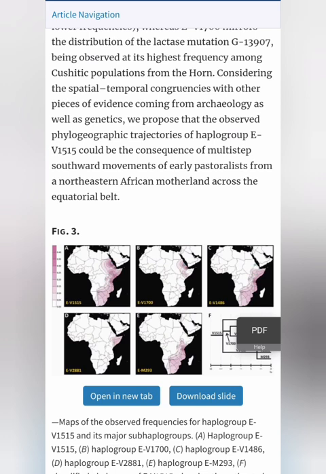Considering the spatial and temporal congruencies with other pieces of evidence coming from archaeological as well as genetic studies, we propose that the observed phylogeographic trajectories of haplogroup EV1515 could be the consequence of a multi-step southward movement of early pastoralists from a northeastern African motherland across the equatorial belt.